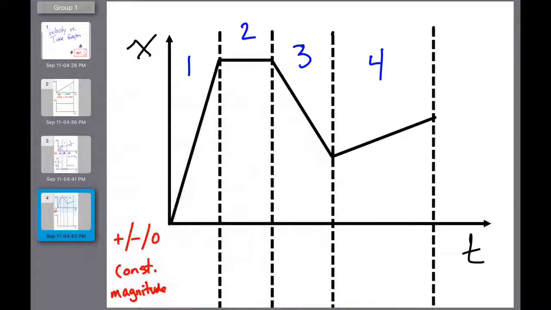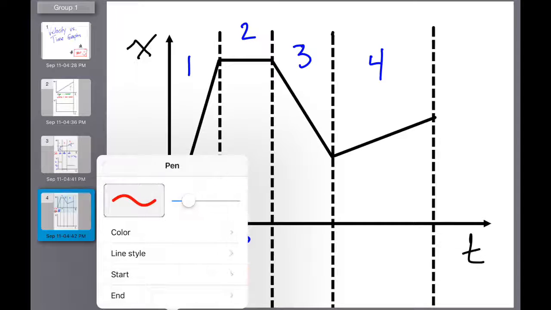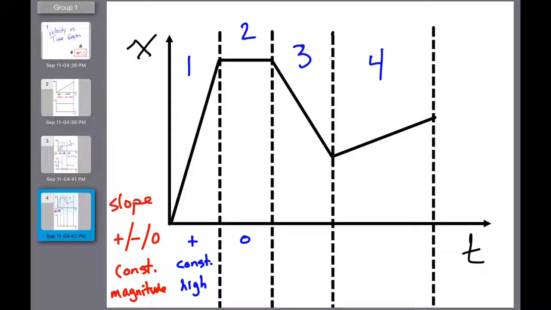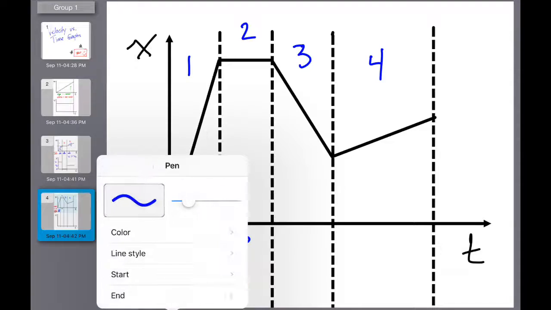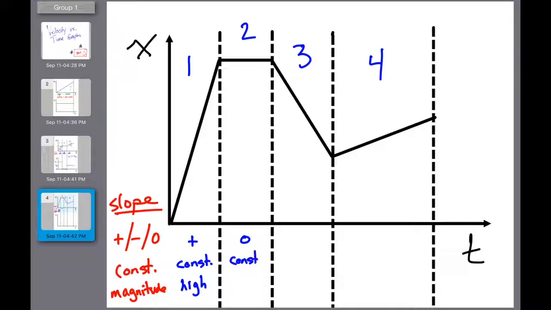Here in section 1, we've got a positive slope because it's increasing in position. It is constant. And that's a pretty steep slope, so we can imagine that it's going to be a big number. In section 2, I have a flat line. Flat line means I have a slope of 0. And just to clarify here, guys, these questions I'm asking are all related to the slope of the line. And even though it's 0, it is constantly 0, so that's constant. And the magnitude of this is 0. The value of that slope is 0.